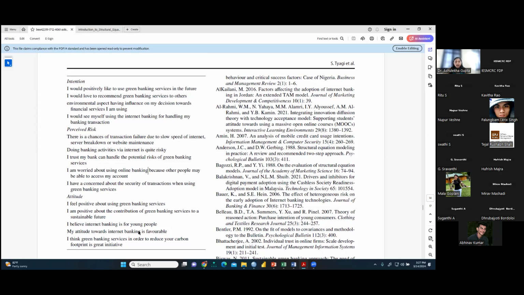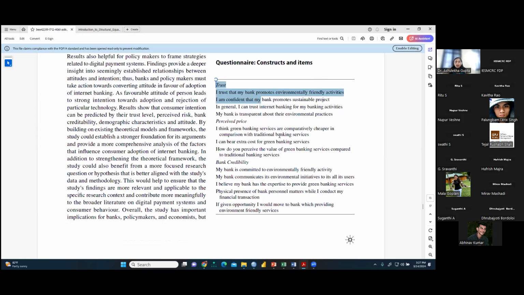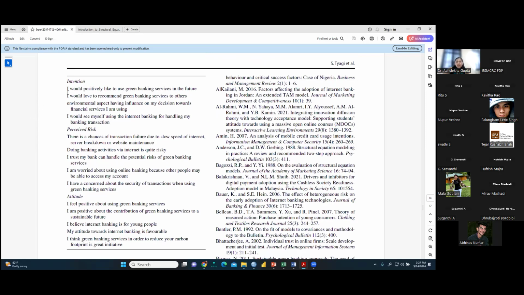Or what I can do, as I was saying earlier: let's say I take trust and perceived price from this paper. But for bank credibility, I might find that these statements are not sufficient, and we can add some more statements. Another person has used such statements in their study, so I will take that particular construct from that study. Let's say for intention, I would like to add some more questions, because these three questions are not sufficient.